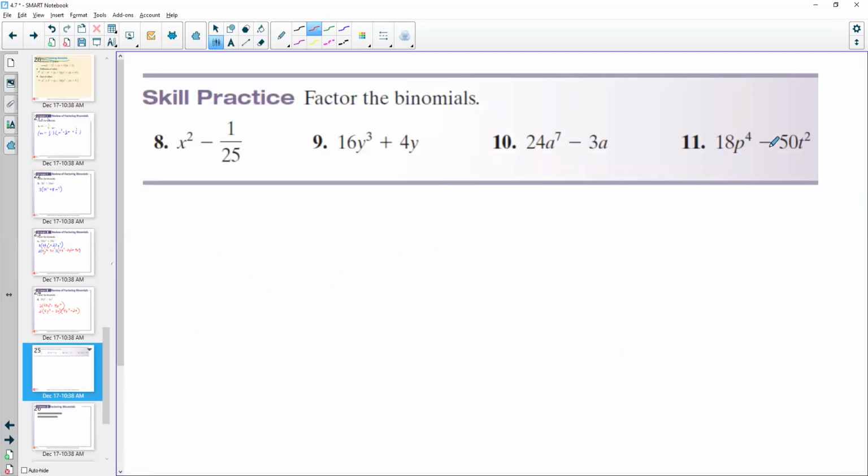All right, we're just going to look at these. You should be able to go through them and try each of them. If you have questions about it, drop it in the chat. Let's see how you do, okay?